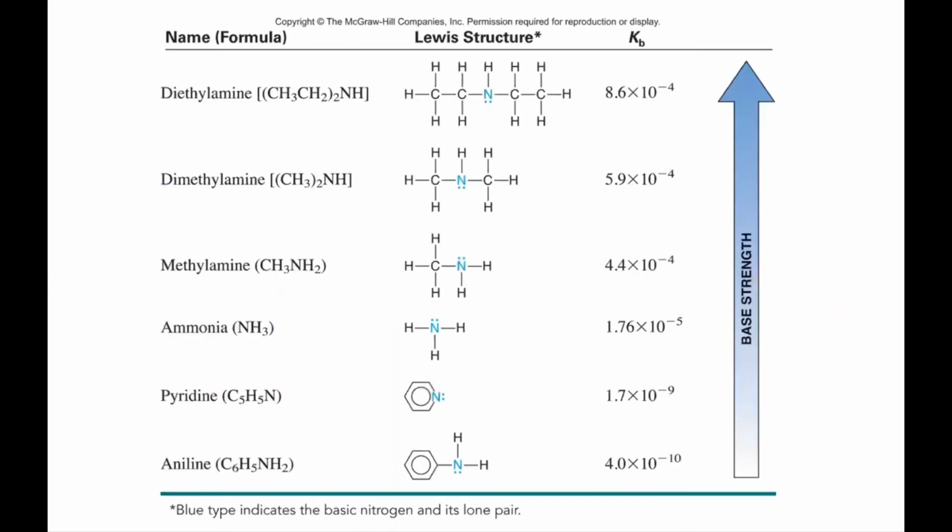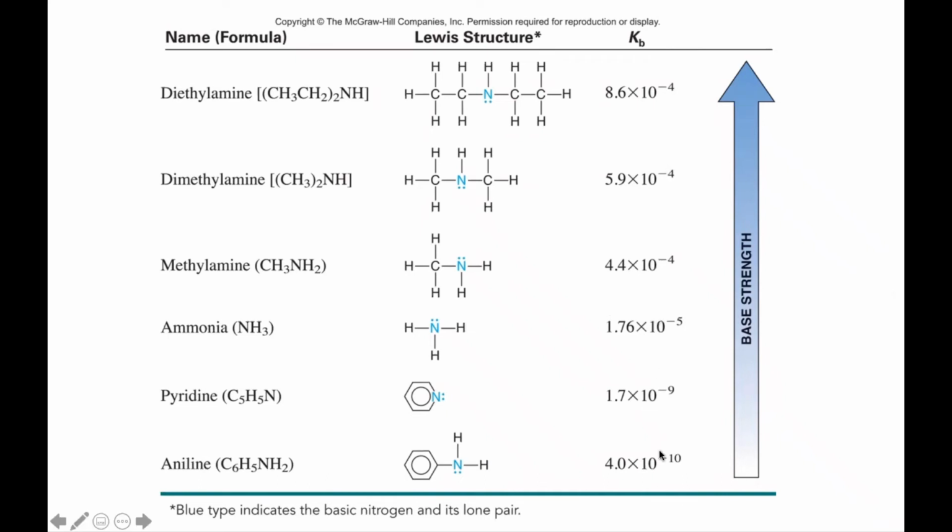So here are a bunch of bases and their Kb values, and how that corresponds to an increase in their base strength. The higher the Kb value they have, the better they are at getting the proton from water. Diethylamine is at the top of this list, with 8.6 times 10 to the minus 4. Dimethylamine then is another base. It has a pretty high Kb value, albeit smaller.